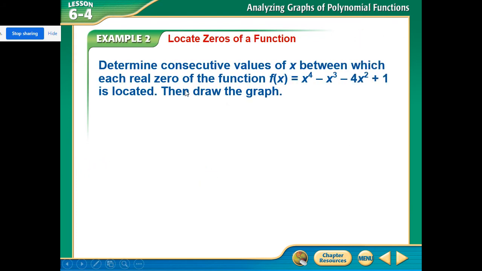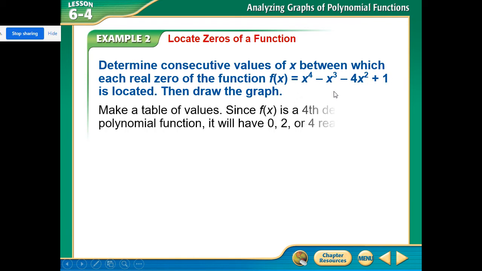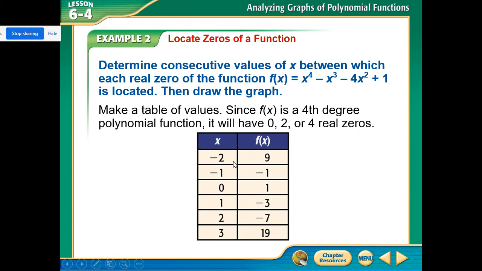All right, now let's go ahead and find the zeros. So we go ahead and type this in our calculator. And we should know, because it's an even degree, it's going to have an even number of zeros. So 0, 2, or 4. So here's the graph of it. And we should be able to already tell kind of where the zeros are going to be.